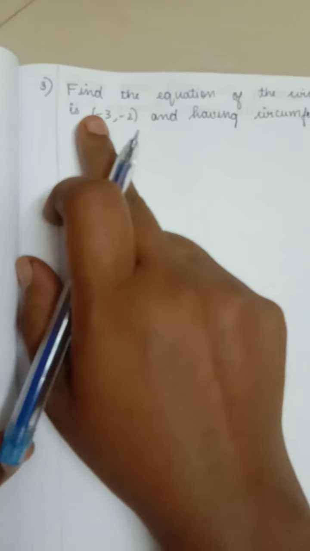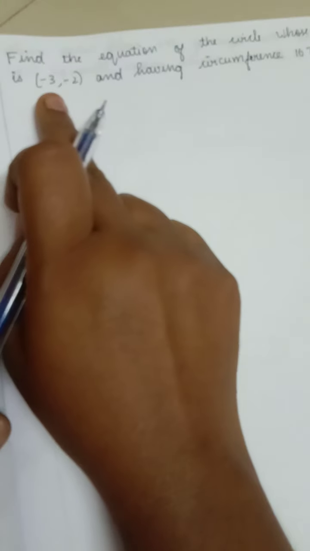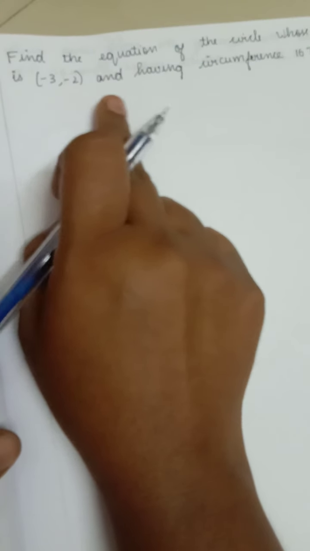Now we are going to see the third sum. Find the equation of the circle whose center is minus 3 comma minus 2 and having the circumference 16 pi. Okay, so what they have given in the question is the center of the circle.